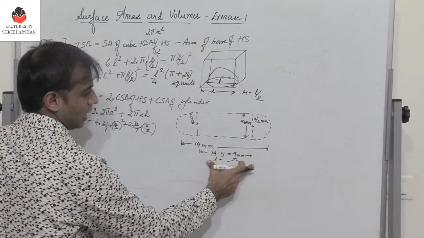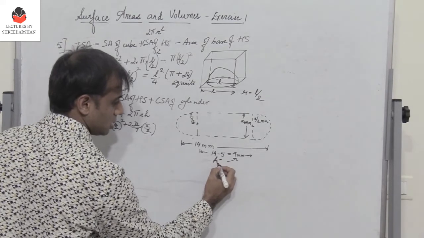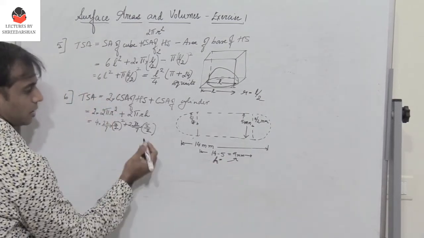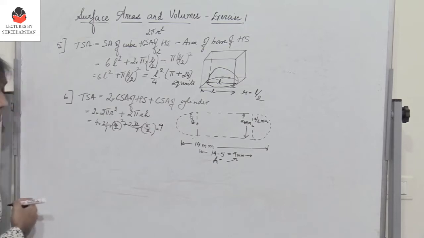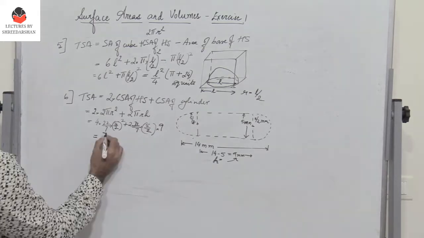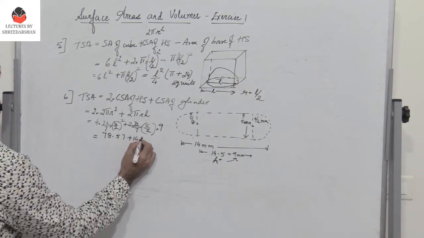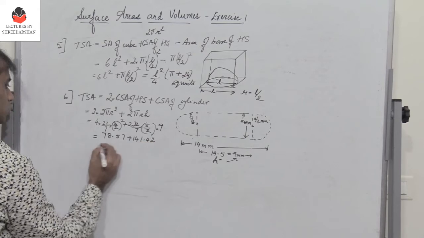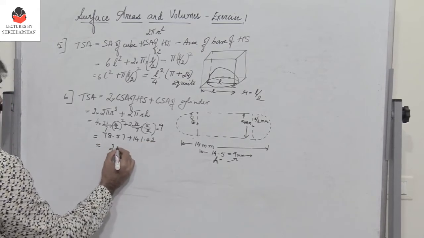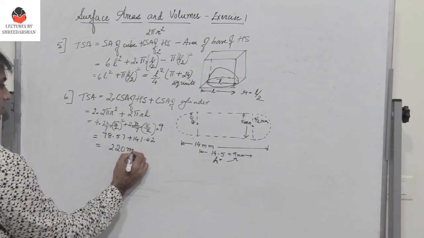That is the height or the length. So let me call this h here. So this is nothing but 9. Now, if I do the calculations, what do I get? 78.57 plus 141.42. So we get an approximate value of 220 millimeter square.